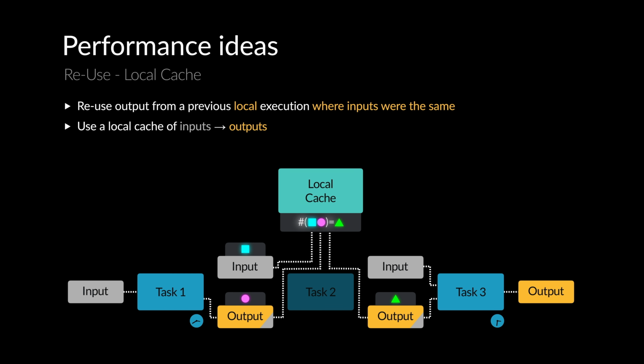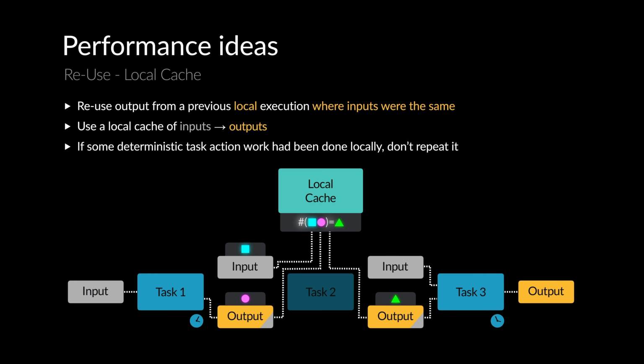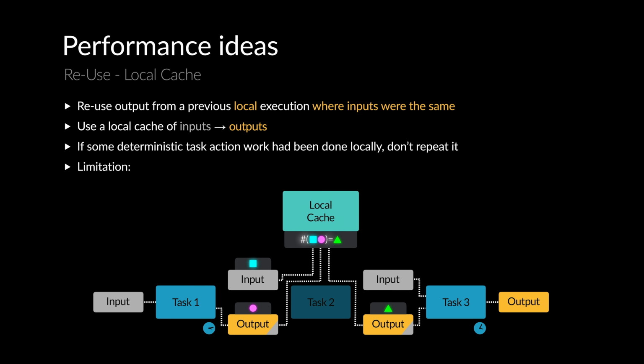Using a local cache with historical task output is a major performance improvement over incremental build support in some use cases. The idea behind this feature is that if deterministic task action work has been done locally before, don't repeat it. The limitation now is that the build tool has access to task outputs from only local build history.